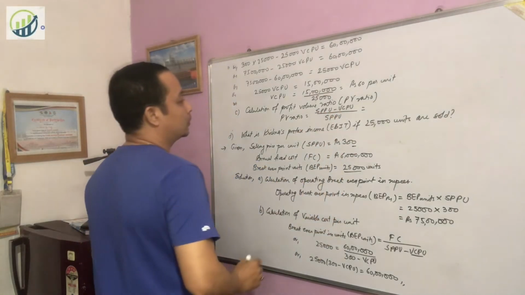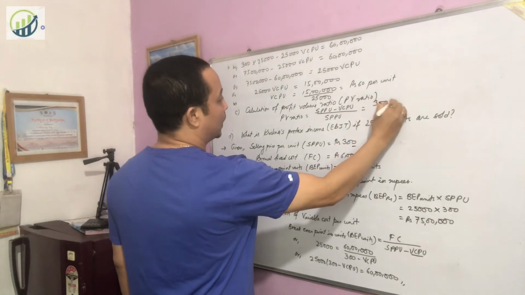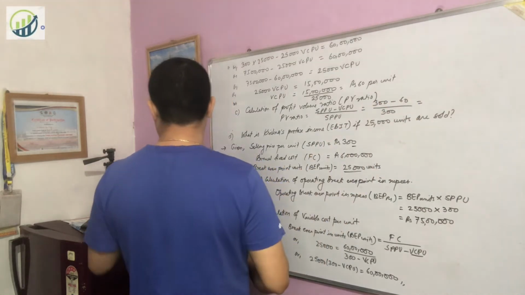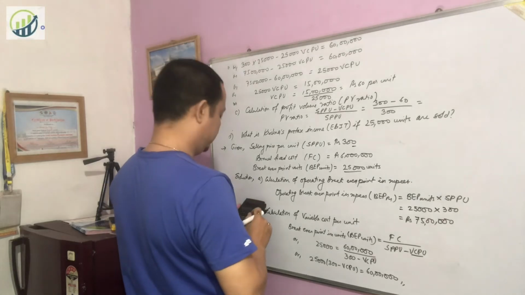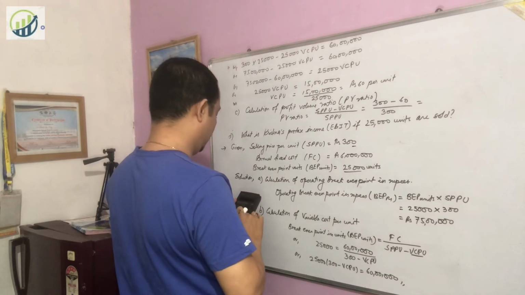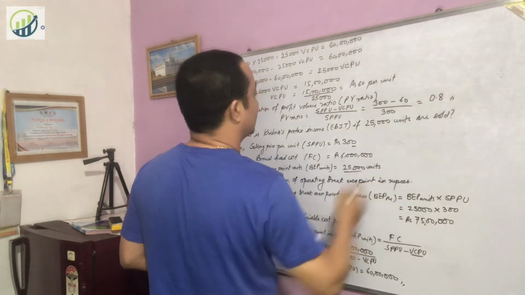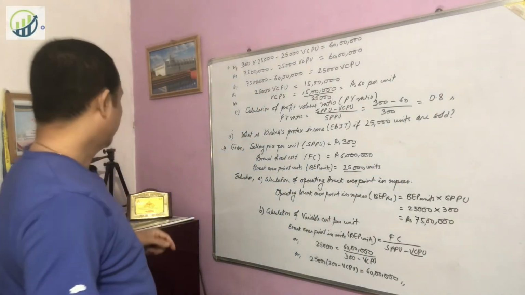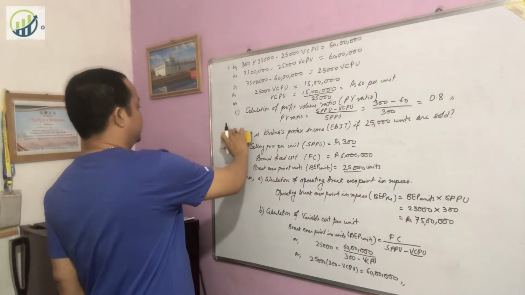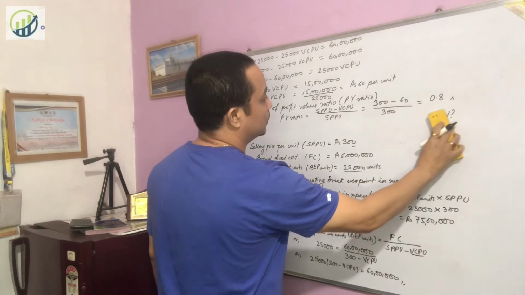So here selling price per unit is 300 minus 60, divided by selling price 300. So that will be 0.8. 0.8 is your PV ratio. So after finding PV ratio, now you can find Krishna's pre-tax income, EBIT, for 25,000 units sold.